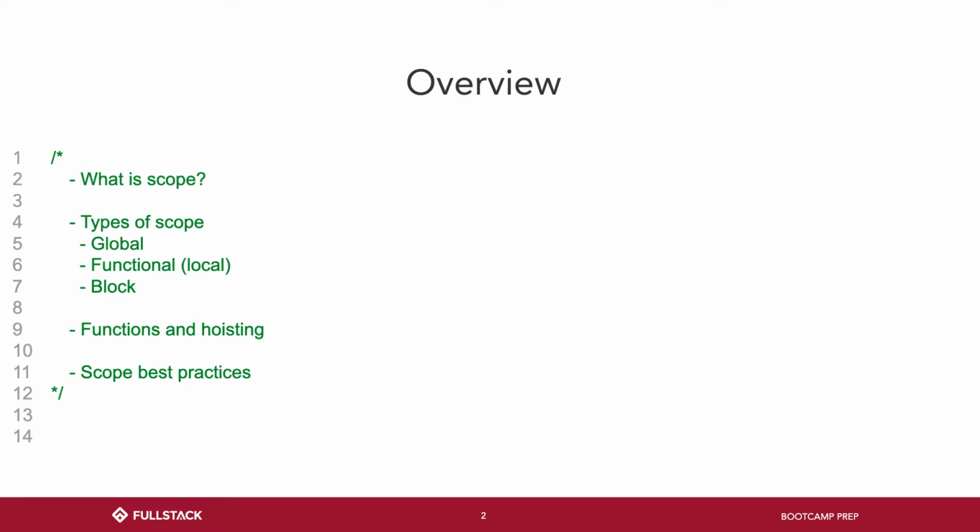All right, so what is scope? Types of scope, global, functional, block, functions of hoisting, and scope best practices. You guys just saw everything I had to say about scope, right? So as you can see, scope is more rule-based, okay? And it's not like, oh, I don't really like scope, I won't use it. Scope is just there, okay? And you have to be aware of it or you will find some very weird errors in your code, okay?